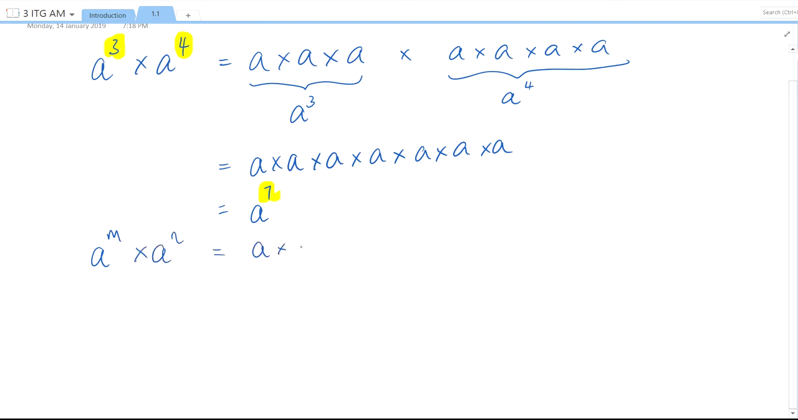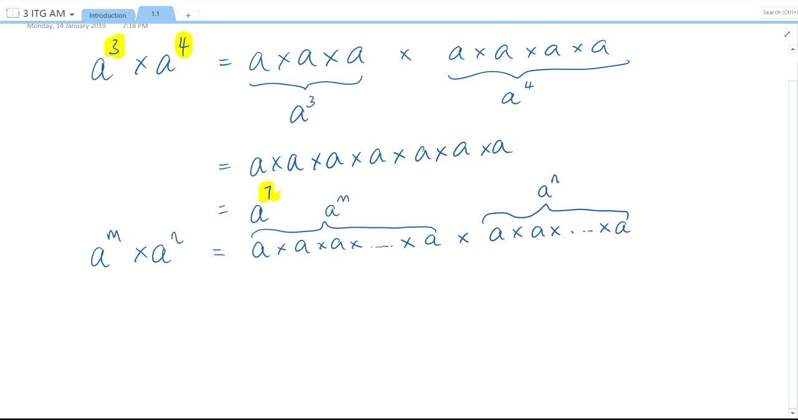This will be a times a times a times however many times. This will be our a to the power m, so m times of it, multiplied by a times a times a, we do not know how many times. In this case, let's say there are n times. So if we were to evaluate everything, we get a multiplied by a multiplied by a, and how many of these will we see? m plus n times. It will appear m plus n times. Okay, so this is our first law that we have learnt.